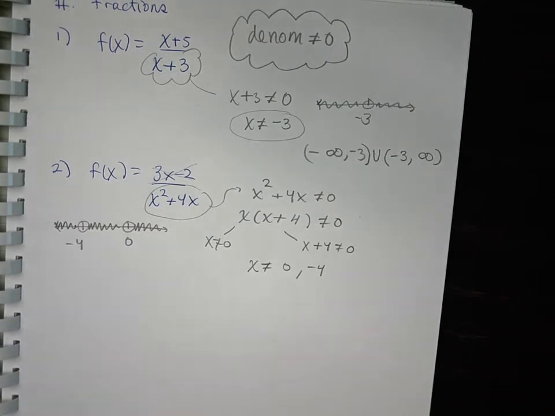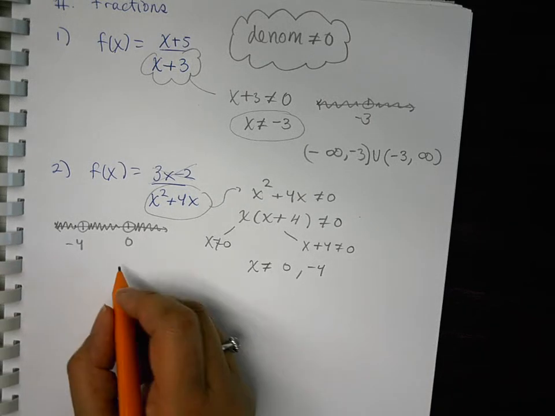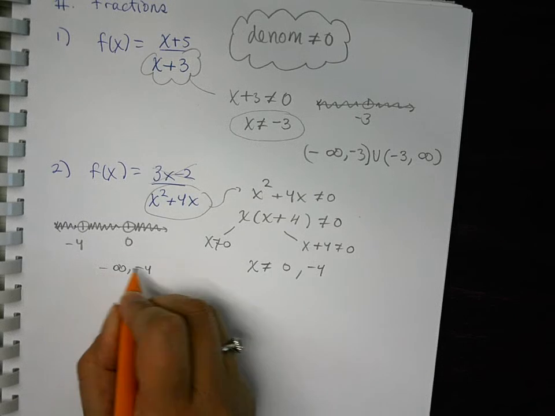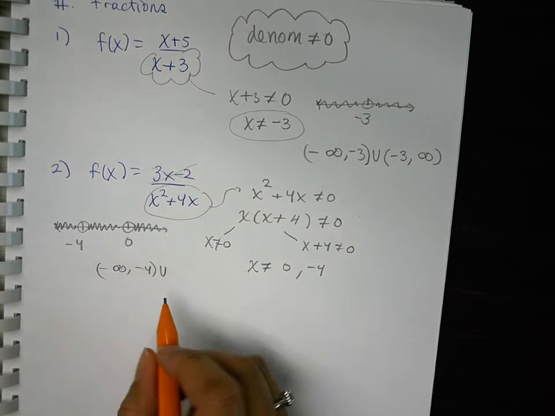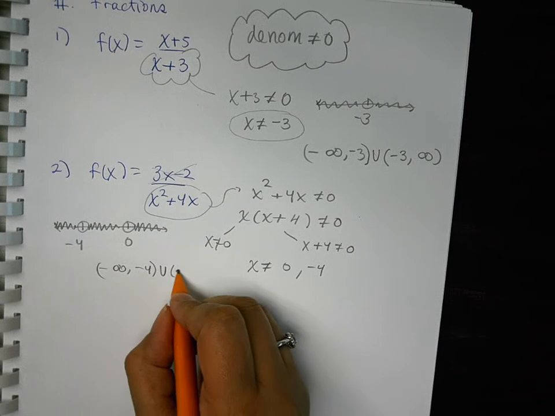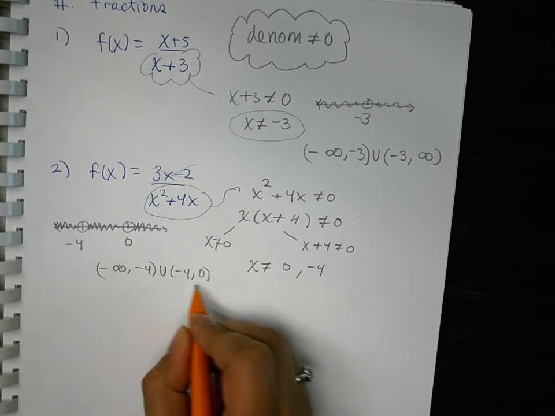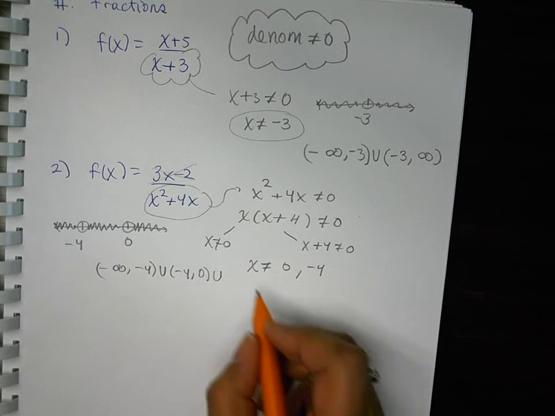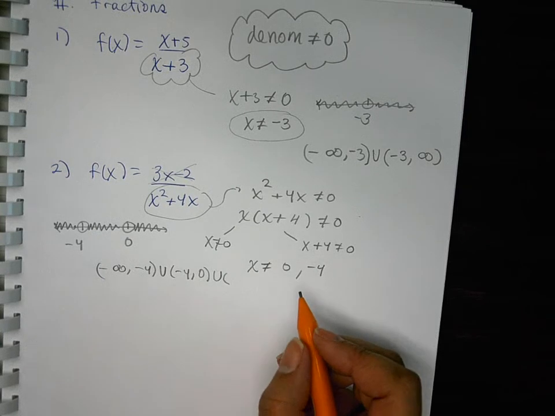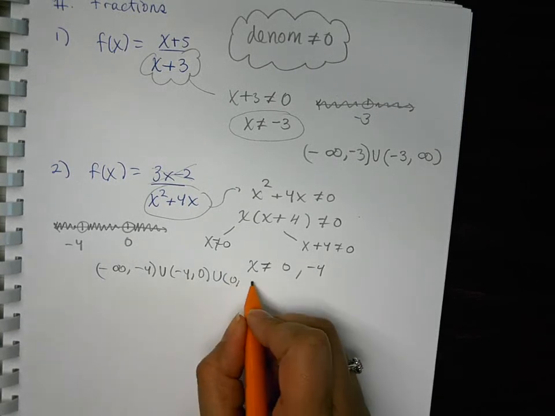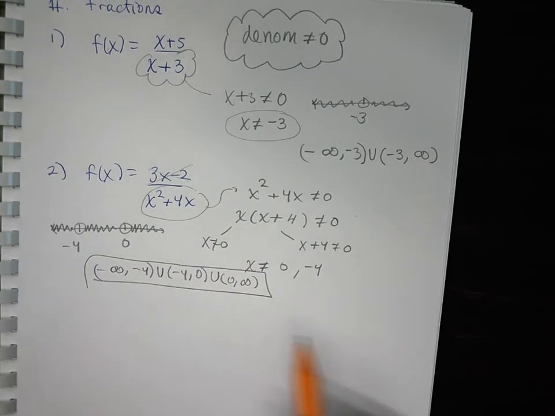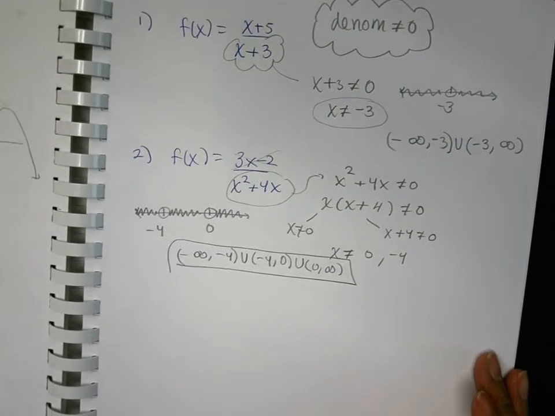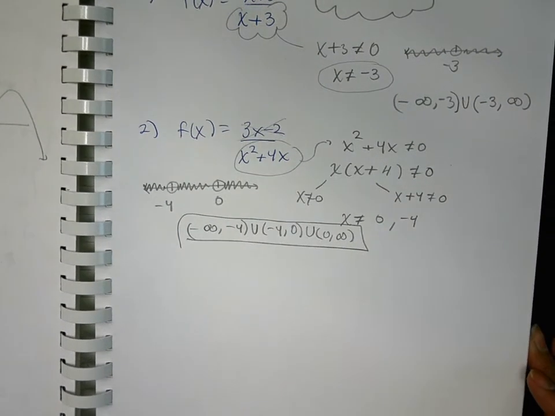Is that a yes? All right, interval notation. How do we write this? Negative infinity, and parentheses or brackets on the negative 4. Okay, and then union, negative 4 to 0, parentheses on both. And then union 0 to infinity. All right, questions on this one? Yes?